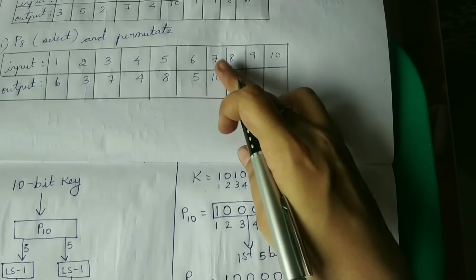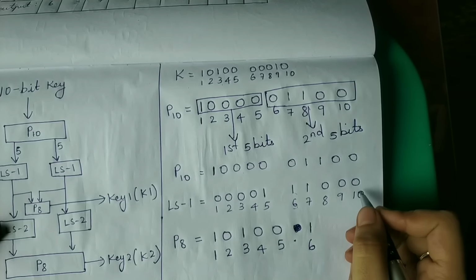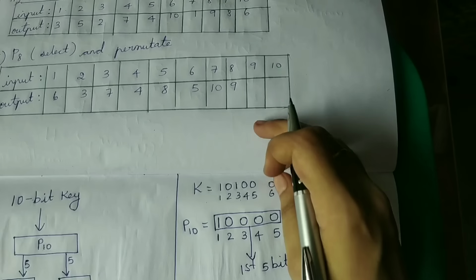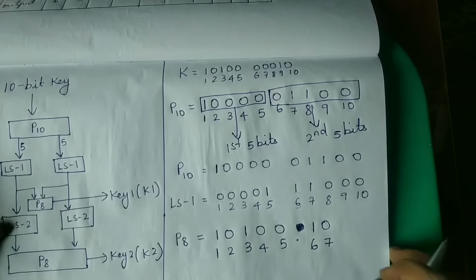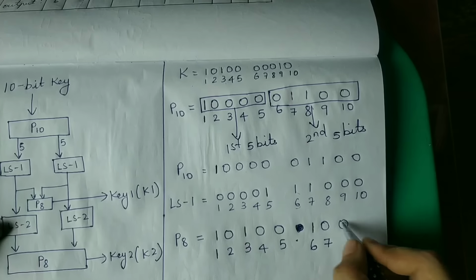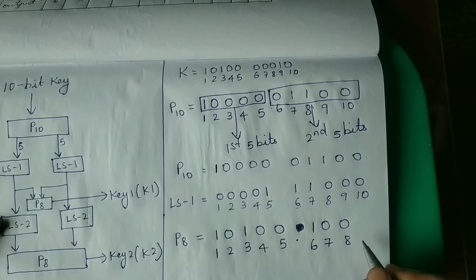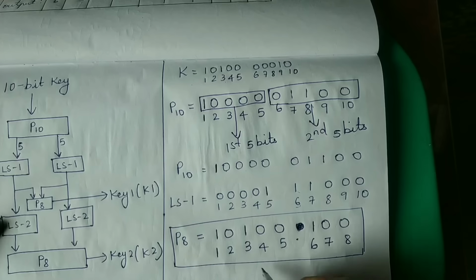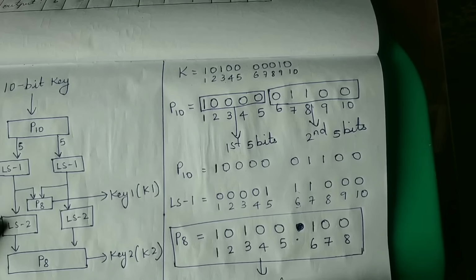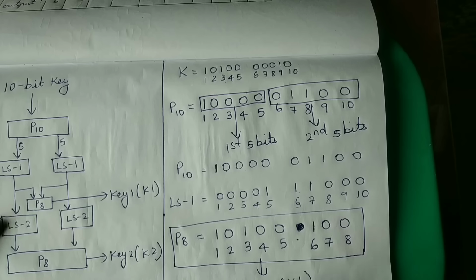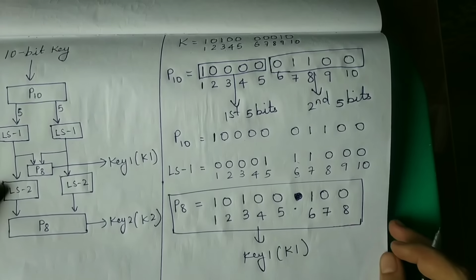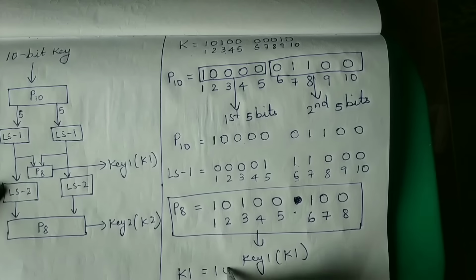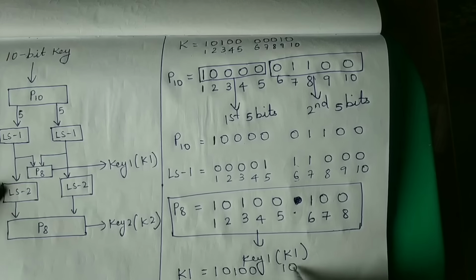Next it is 10 to 7. So 10th bit is 0. So it will come to 7th position. Next it is 9 to 8. So 9th bit is 0. So it will come to the 8th position. So this P8 will be your key 1 value. This will be your key 1 value. So K1 is equal to 1 0 1 0 0 1 0 0.